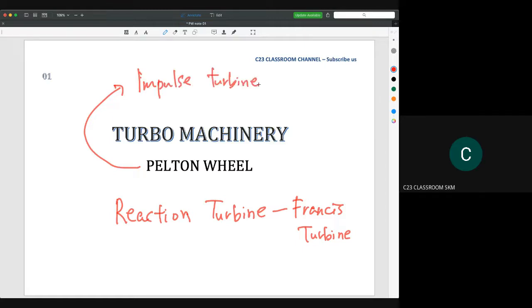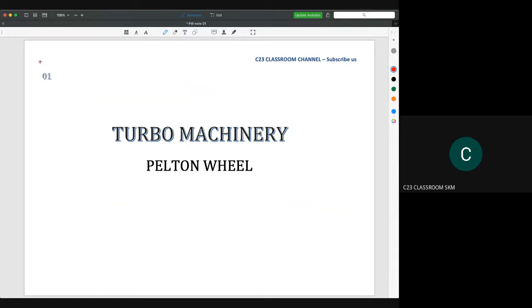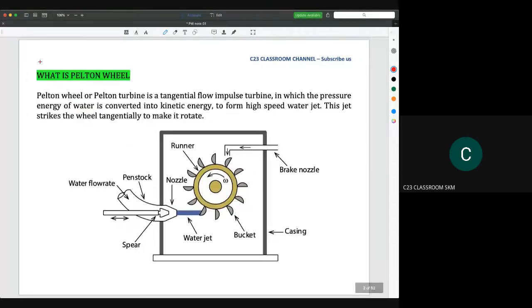So we will learn about another type of turbine that uses a different idea. What is the difference? We will see in the next slide. First, what is a Pelton wheel? A Pelton wheel or Pelton turbine is a tangential flow impulse turbine. The word impulse here means the pressure energy is converted into kinetic energy to form a high-speed water jet. And then this jet strikes the wheel tangentially to make it rotate. This is the idea.